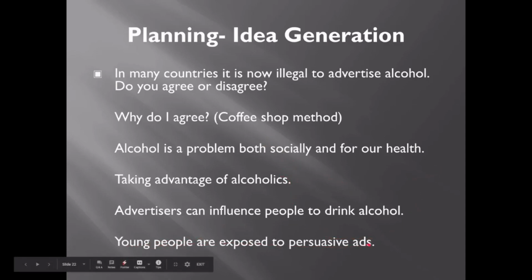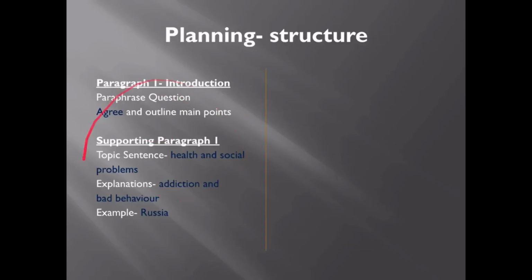Young people are exposed to persuasive ads, so it's to protect young people. So when you are generating ideas, you might only be able to think of two, or the first two that you think of are very strong ideas that you're comfortable writing about, whereas other people feel more comfortable generating 3 or 4 ideas. And then what they're able to do is pick the ones that they feel most comfortable writing about. Okay, so let's put this into our plan.